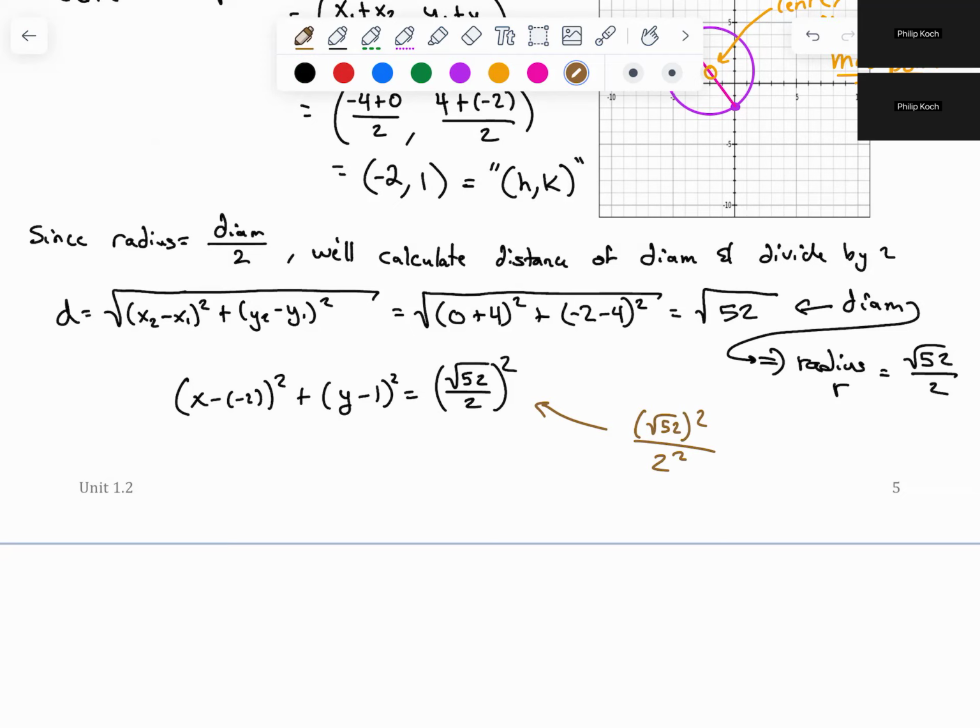And so the square root and the square will cancel. You'll get 52 divided by 4, because 2 squared is 4, and that should be 13. But I guarantee you, if you plug it into your calculator, let the calculator do the work for you there. You don't need to spend too much time on basic calculations. So, final answer, x plus 2 quantity squared plus y minus 1 quantity squared is equal to 13.